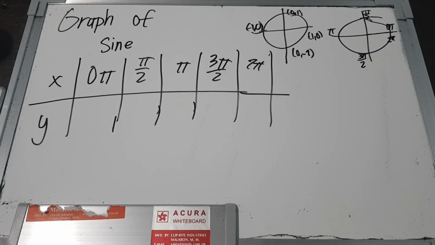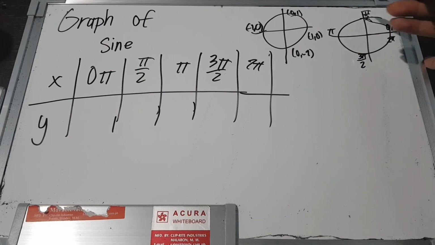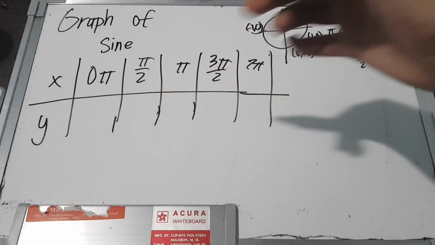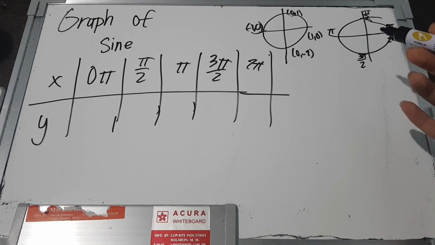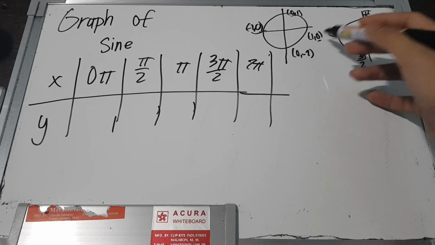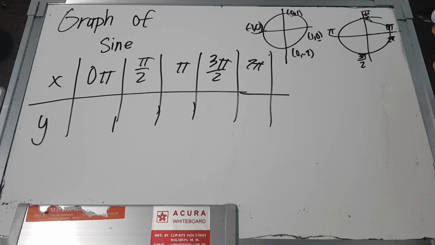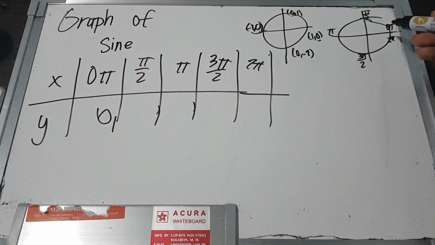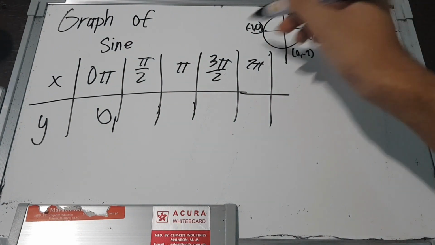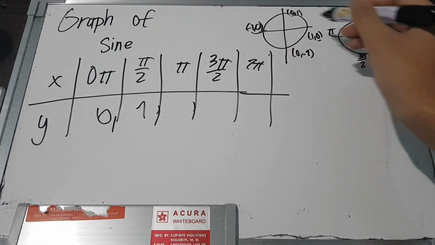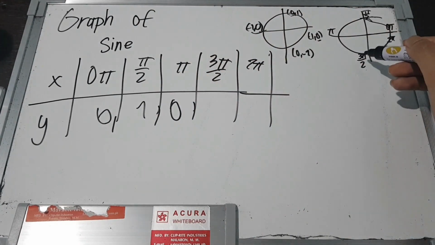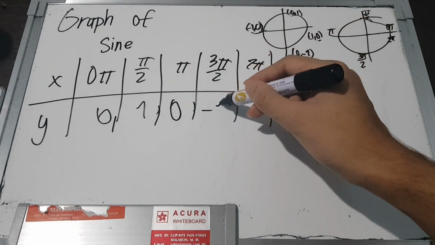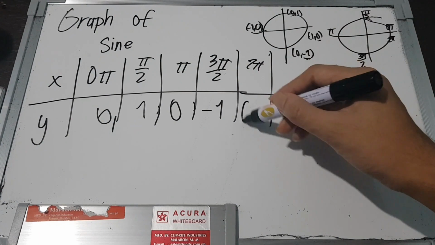In order to graph the function sine, we need to get its y values. First, its x values are from the measure of each radians. And in order to get the y value, we need to get the corresponding range or y of each measure of radians. For 0 pi, it is 0. For pi over 2, it is 1. For pi, it is 0. For 3 pi over 2, it is negative 1. And for 2 pi, 0.